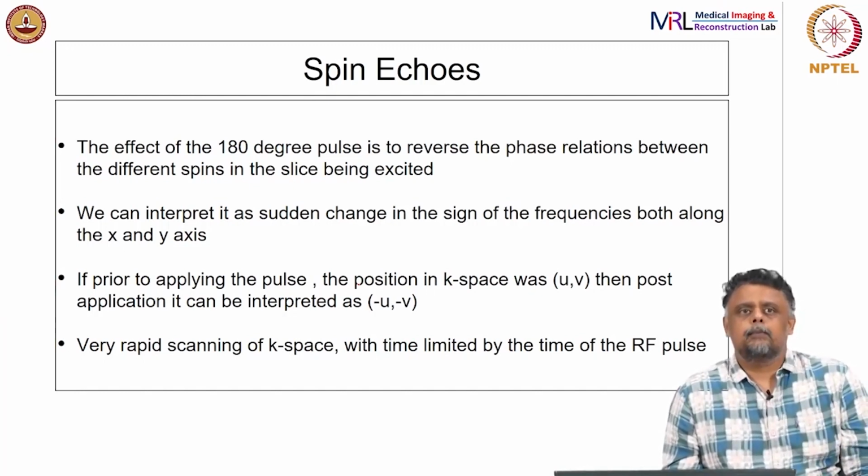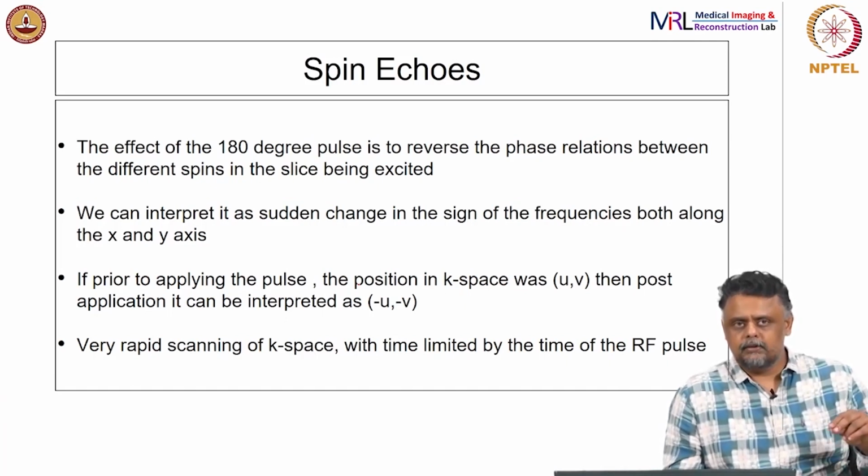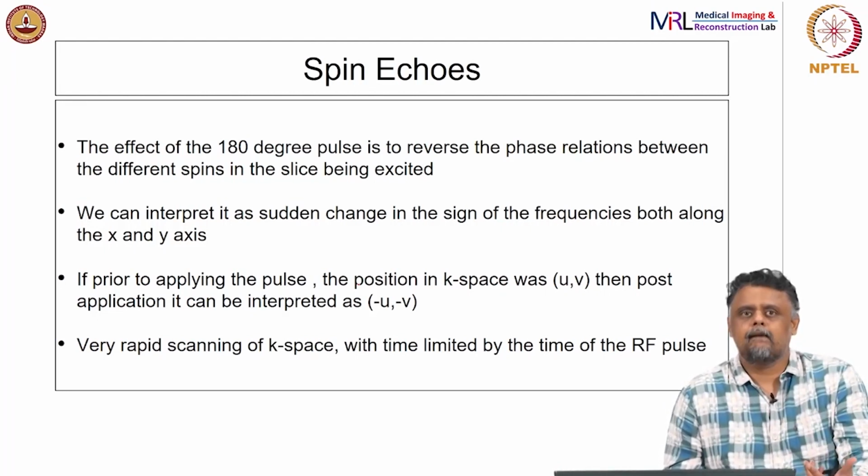Okay. So, how do you interpret this 180 degree pulse? We can interpret it as a sudden change in the sign of the frequencies, both along the x and y axis. So, if prior to applying the pulse the k position was u, v, then post application this can be interpreted as minus u, minus v.